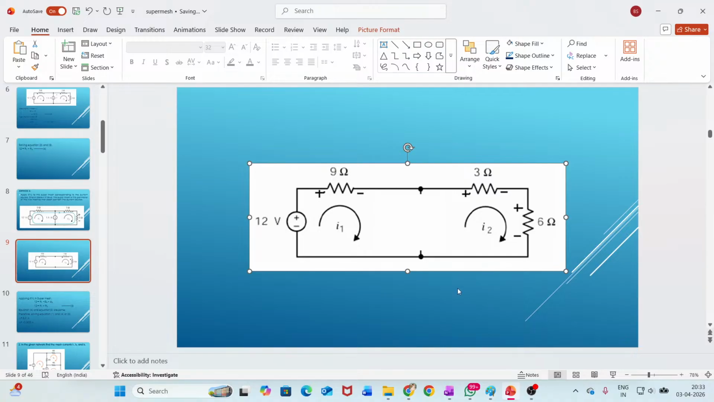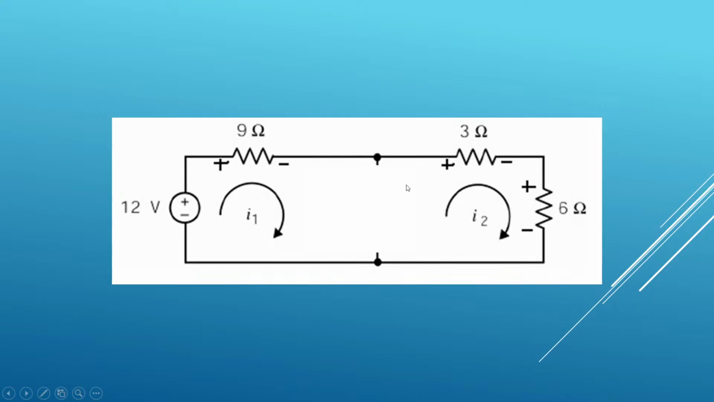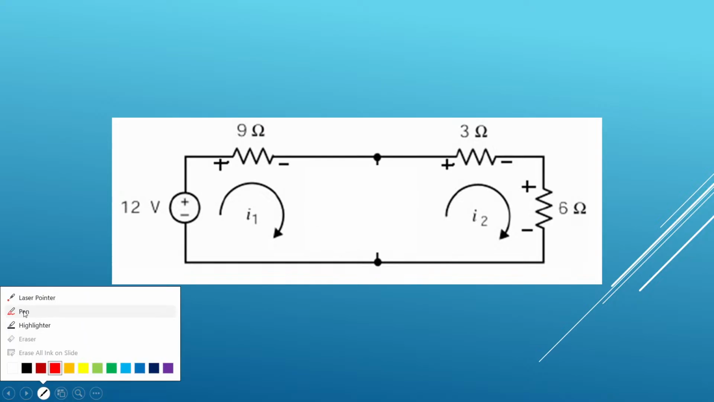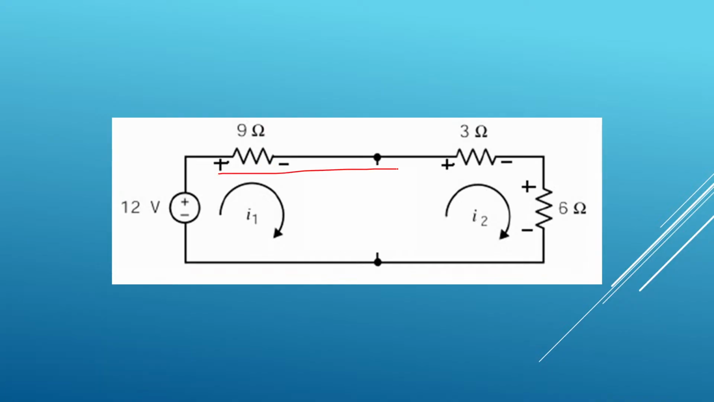Okay, so what did I do now? I have simply removed the current source here. So what has happened here? Now this circuit has how many loops or how many meshes? It has a single mesh.